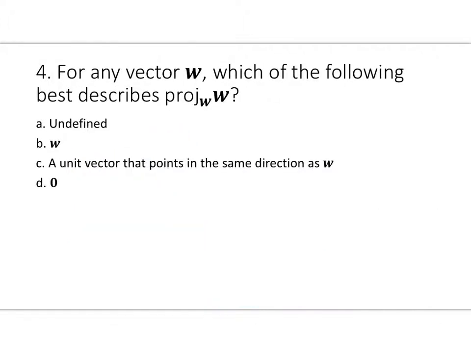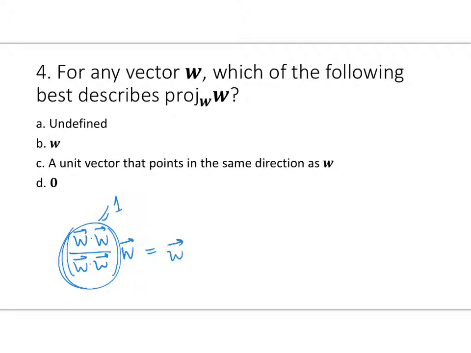Now we've got a multiple choice question: for any vector w, which of the following best describes the projection onto w of w? Well, we can use the formula here, and the formula would tell us that this is w dot w divided by w dot w multiplied by w. But whatever w is, that fraction equals 1. So this is just 1 times w, which is just the vector w, and so the correct answer is B.